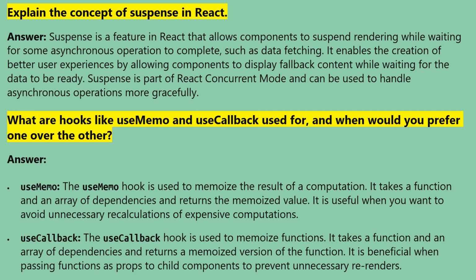useCallback. The useCallback hook is used to memoize functions. It takes a function and an array of dependencies and returns a memoized version of the function. It is beneficial when passing functions as props to child components to prevent unnecessary re-renders.